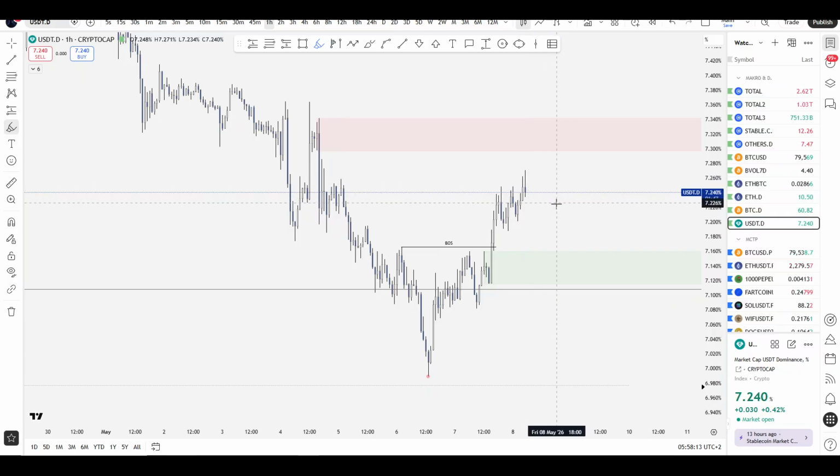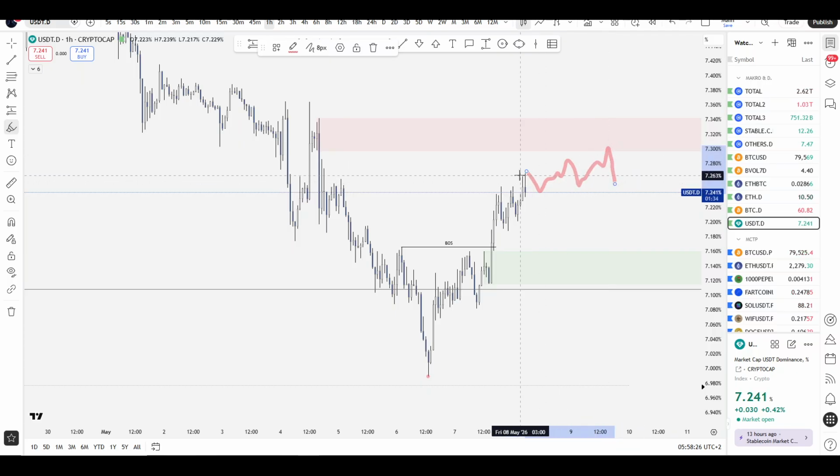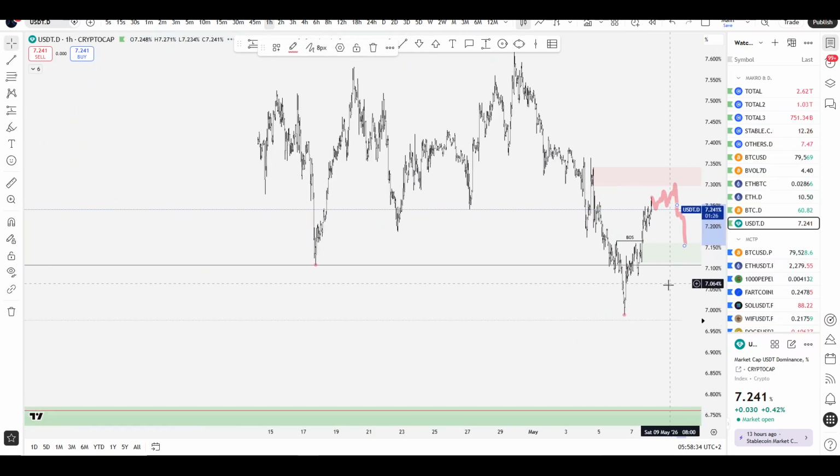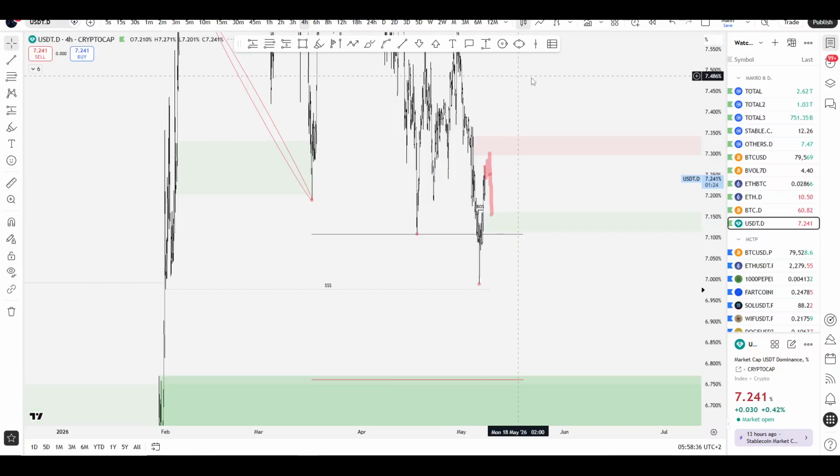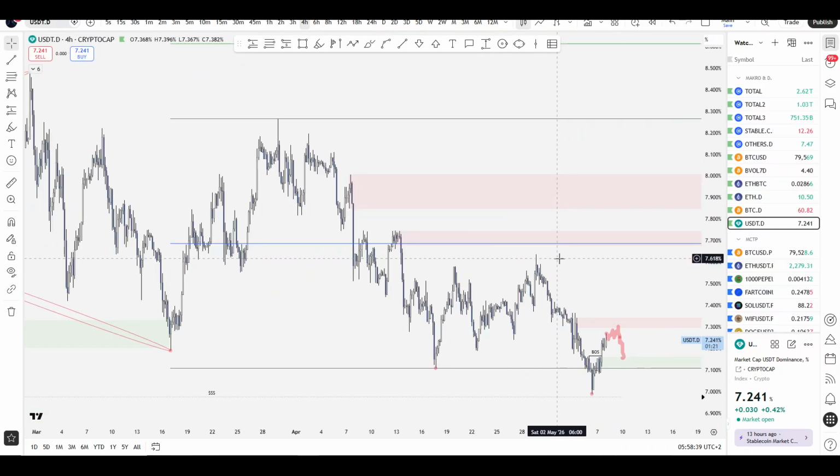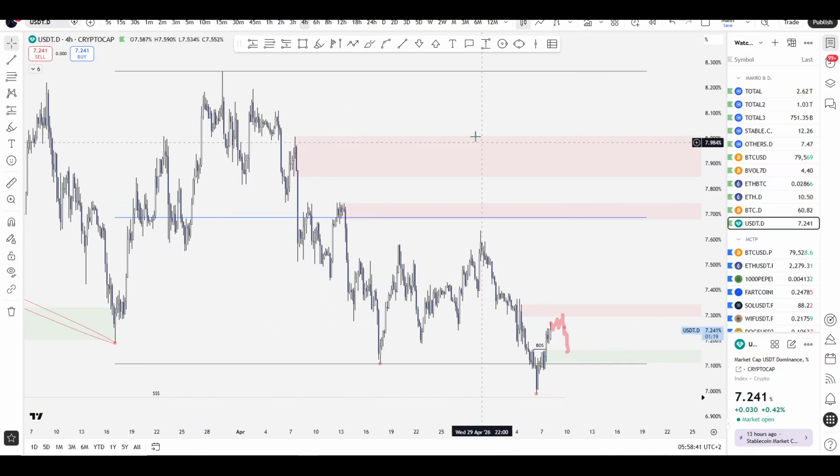So what I'm looking for in the short term is maybe to mitigate this supply. I have to draw it a bit differently. Maybe we get some sort of a distribution here which pushes price down, mitigates the demand, and from here on, let me zoom out a bit, and from here on we have a very clean model.